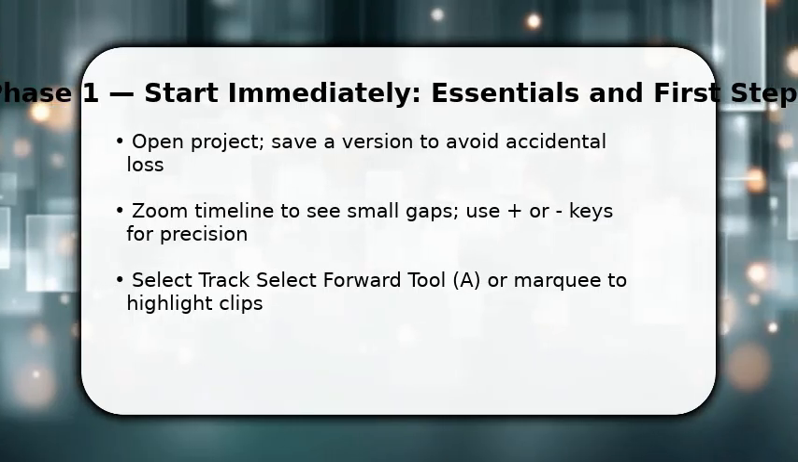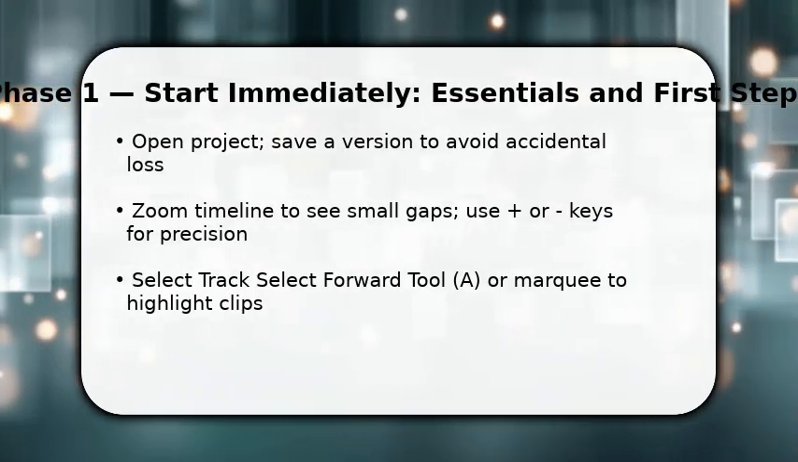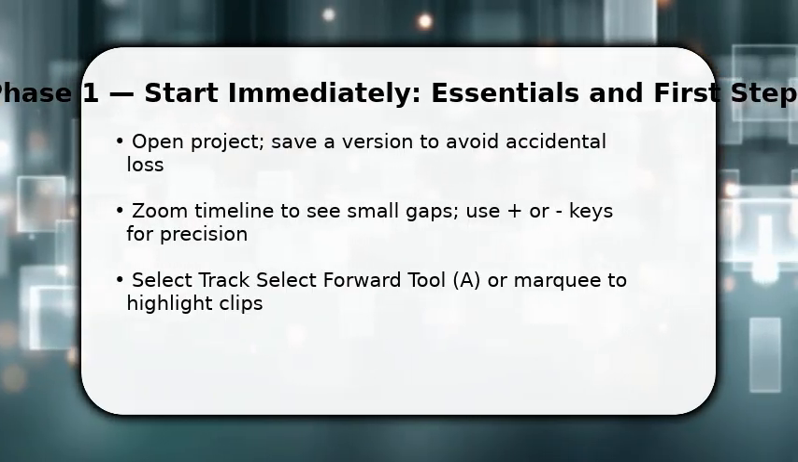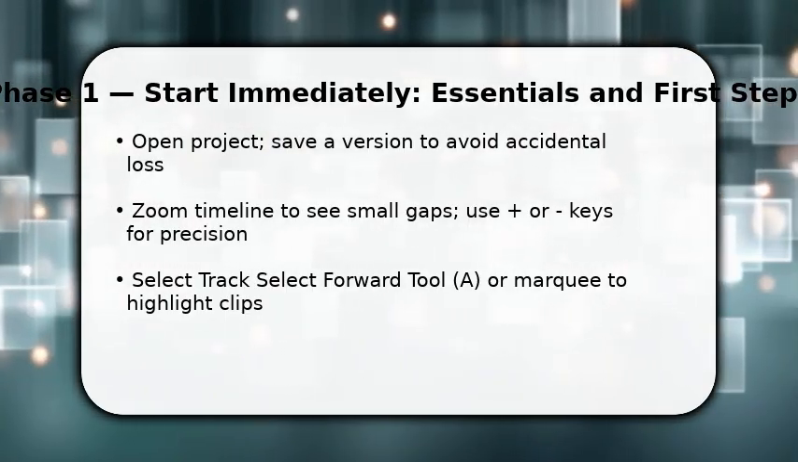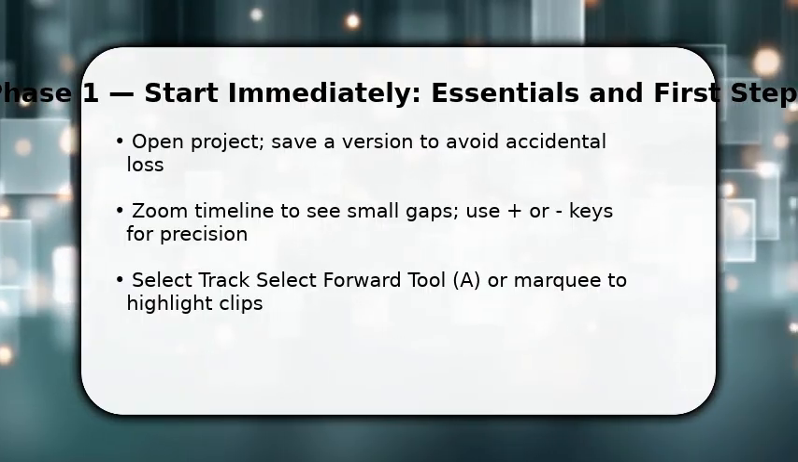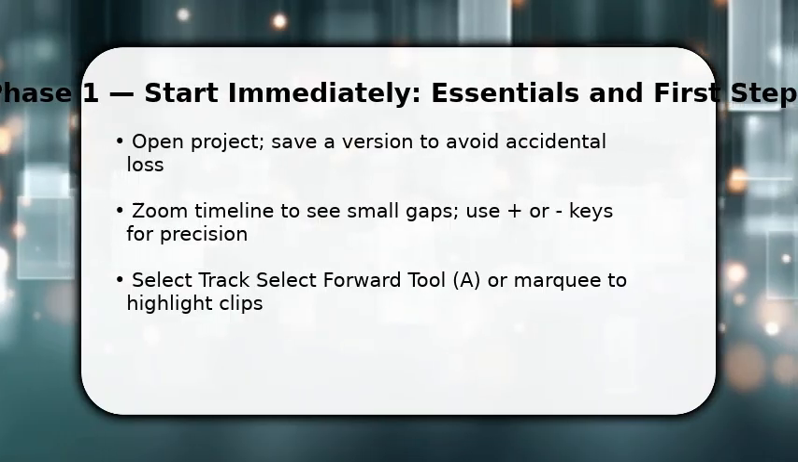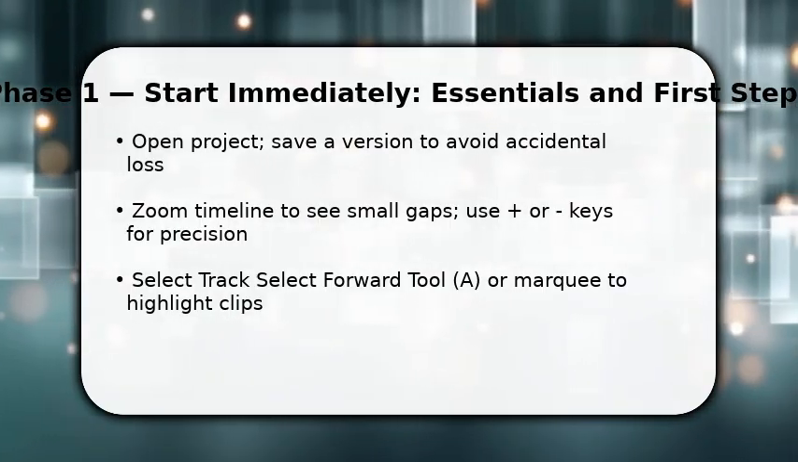You start by focusing on the timeline. Make a backup first so you can revert. Locate the visible gap between clips and zoom in for accuracy. Use the Track Select Forward tool or drag select the downstream clips to prepare them for movement. This ensures you move only what's necessary and preserves sync.